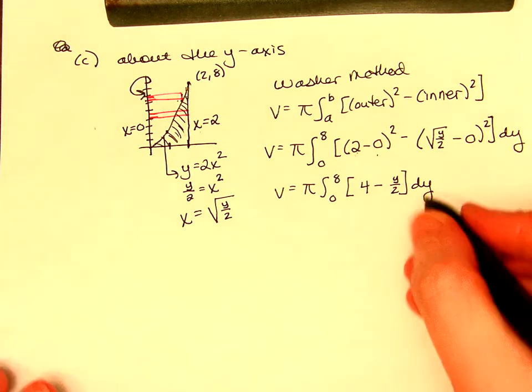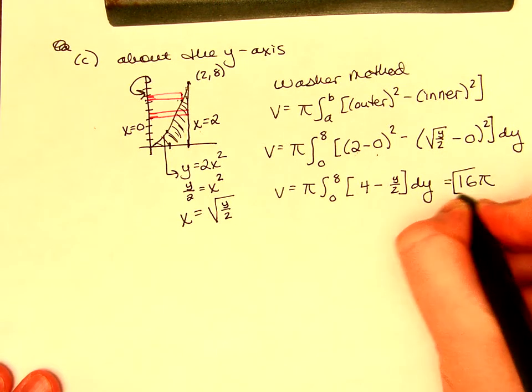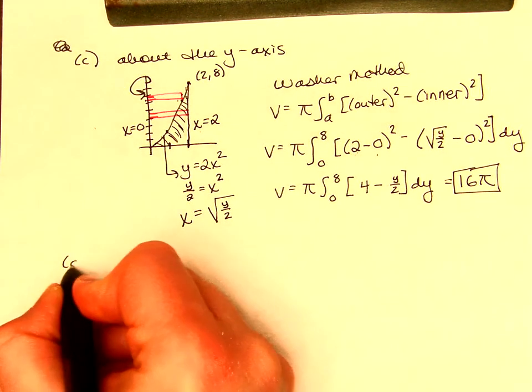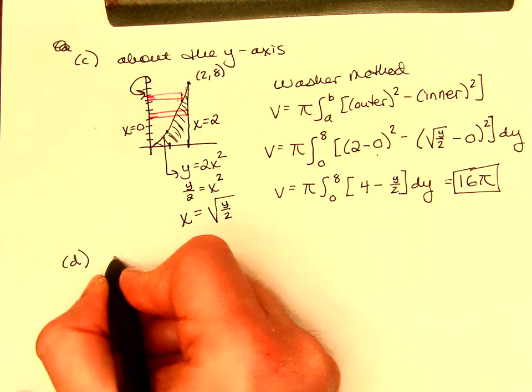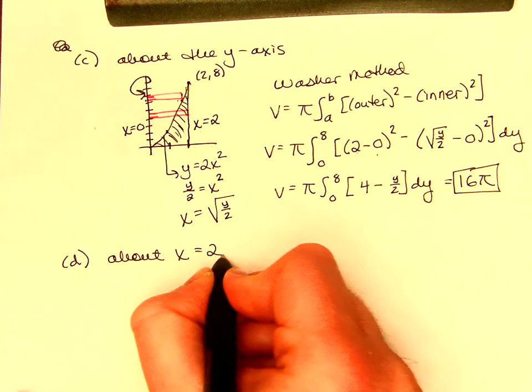And then go to the calculator. 16 pi for that one. Next, I'm going to spin that same region about x equals 2. Get that graph.